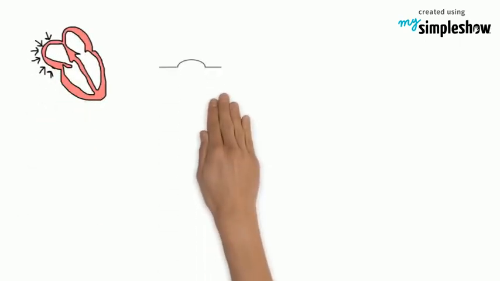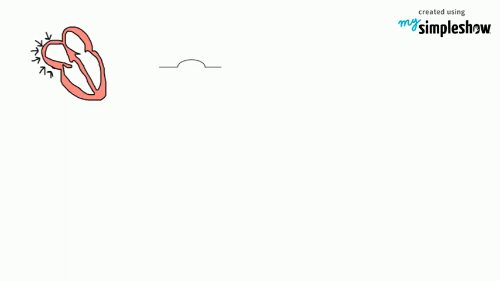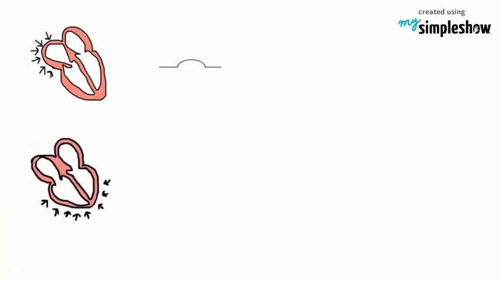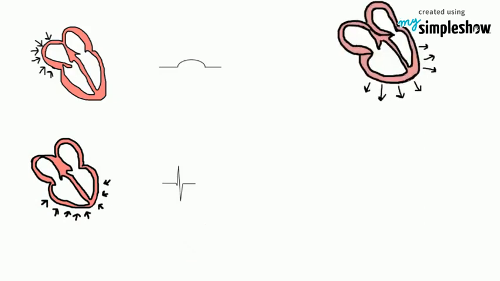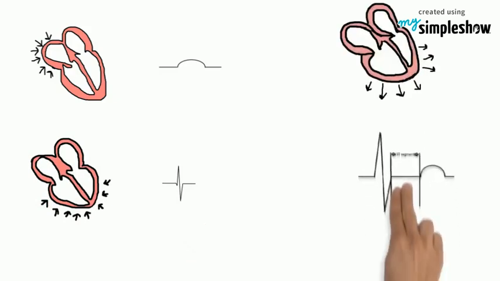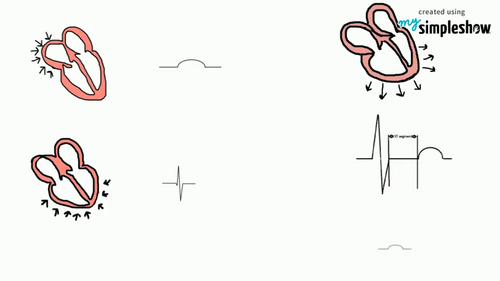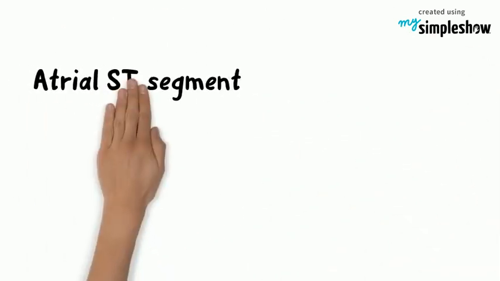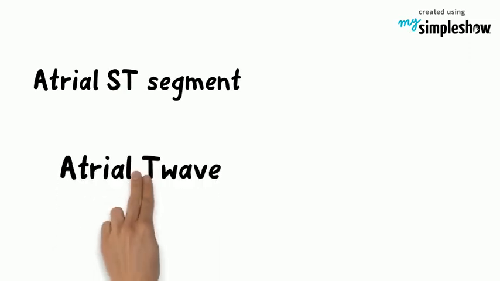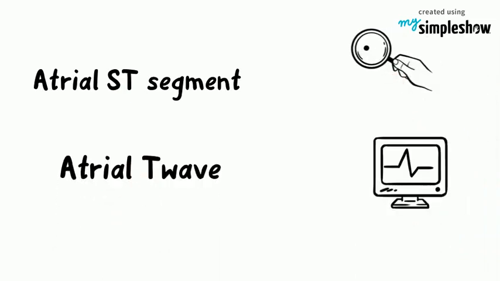Depolarization of the atria produces the P wave on the ECG. Depolarization of the ventricles produces the QRS complex. Repolarization of the ventricles produces the ST segment, T wave, and U wave. Atrial ST segment and atrial T wave are generally not observed on the routine ECG because of their low amplitudes.